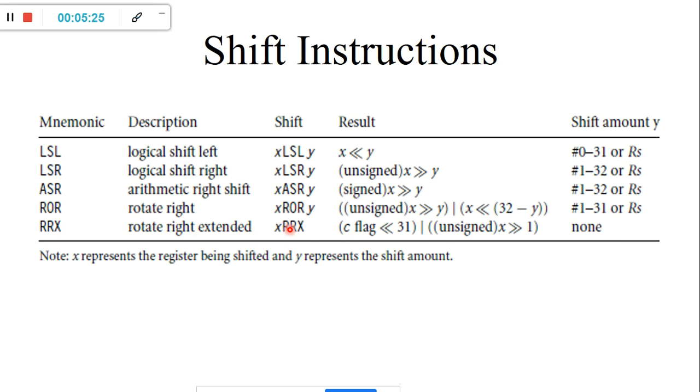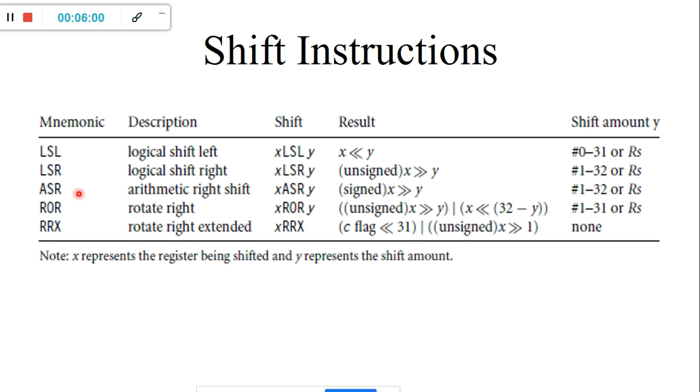In case of RRX, that is rotate right extended, what is the difference between rotate right and rotate right extended? Here in rotate right, when I shift it right side, it just shifts without considering the carry flag. If I want to consider the carry flag and then rotate, then I will be using the RRX instruction.